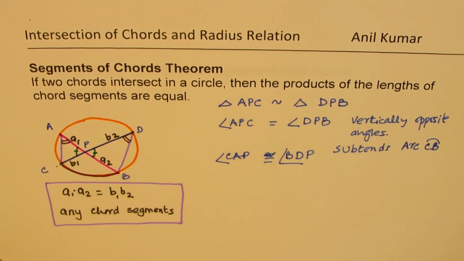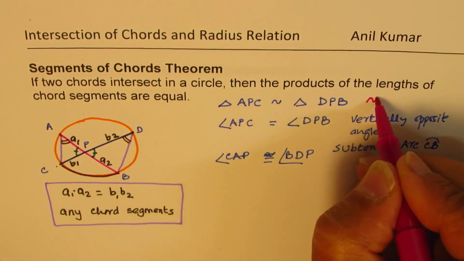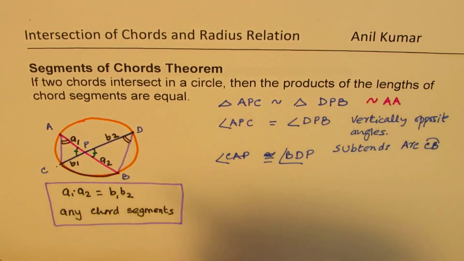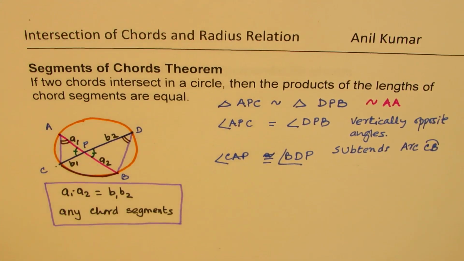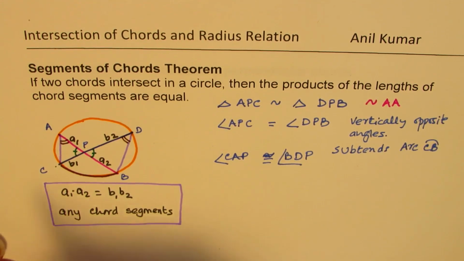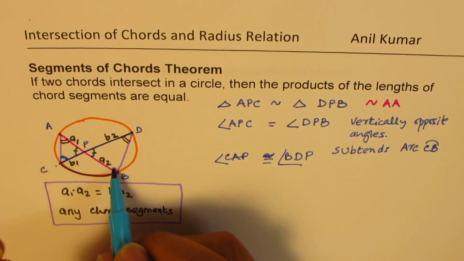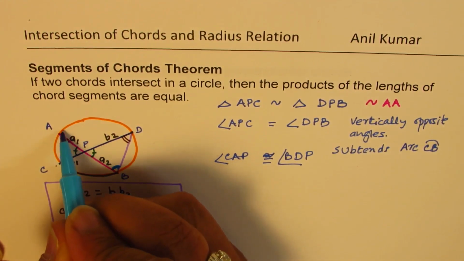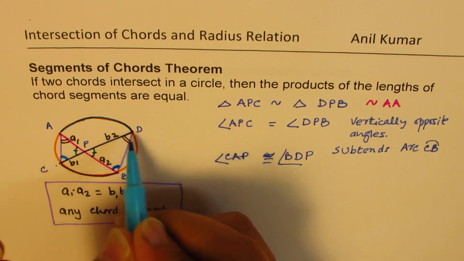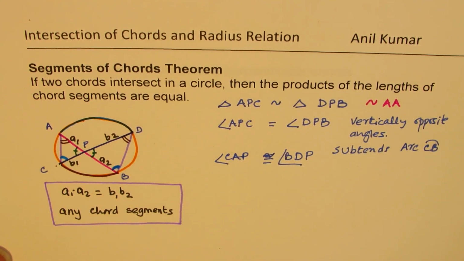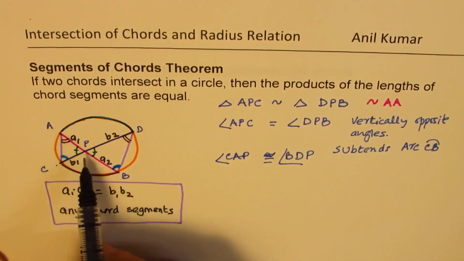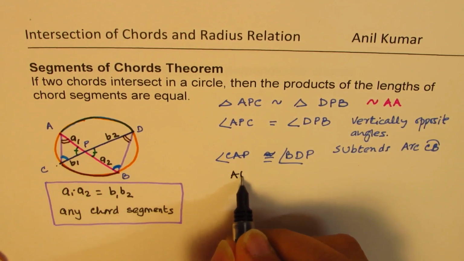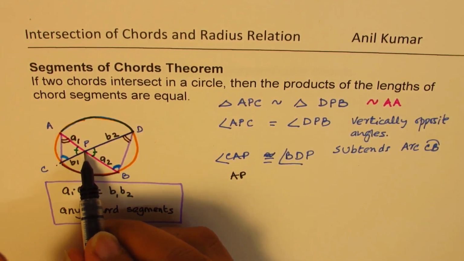So they are similar triangles because of AA properties, correct? When two angles are equal, the third one is also going to be exactly the same. Let me use another ink here to show that the third one is also the same. Now these two angles are subtended by this arc, correct? That's the reason.